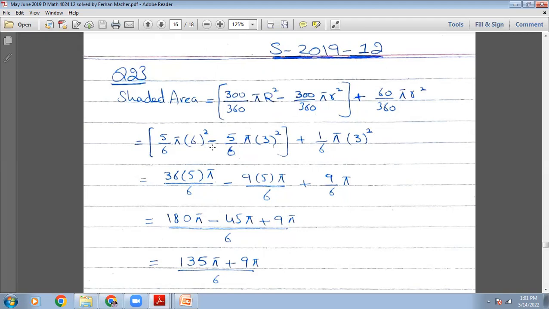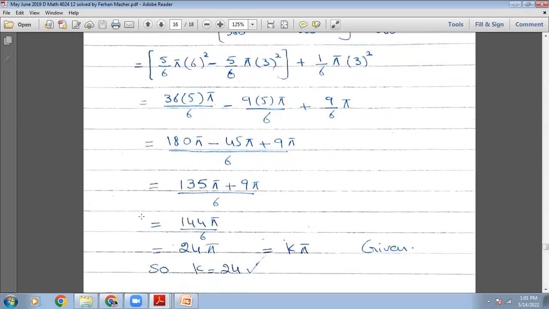5 by 6 pi 6 square minus 5 by 6 pi 3 square plus 1 by 6 pi 3 square. So you will have 36 multiplied by 5 pi divided by 6, minus 9 into 5 pi divided by 6, plus 9 pi divided by 6. So you will have 180 pi minus 45 pi plus 9 pi, divided by 6. So it will be 135 pi plus 9 pi divided by 6, and it will be 144 pi divided by 6, and it will be 24 pi. They said the area will be K pi, so the K value is 24.